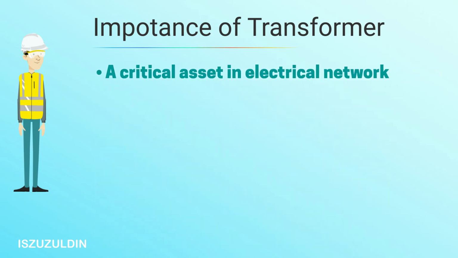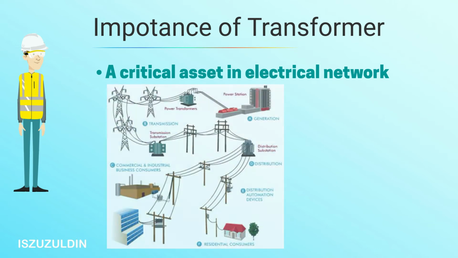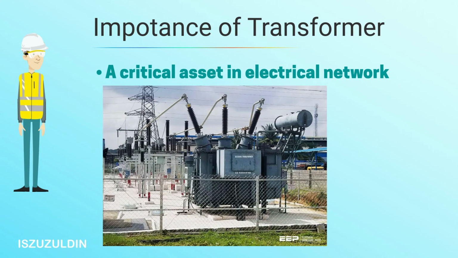The last is a critical asset in the electrical network. Transformers are one of the essential components of the electrical grid. Transformers are the most critical equipment in terms of generation, transmission, and distribution network equipment. If it does not operate, we will not get electricity from the power plant to the consumer.